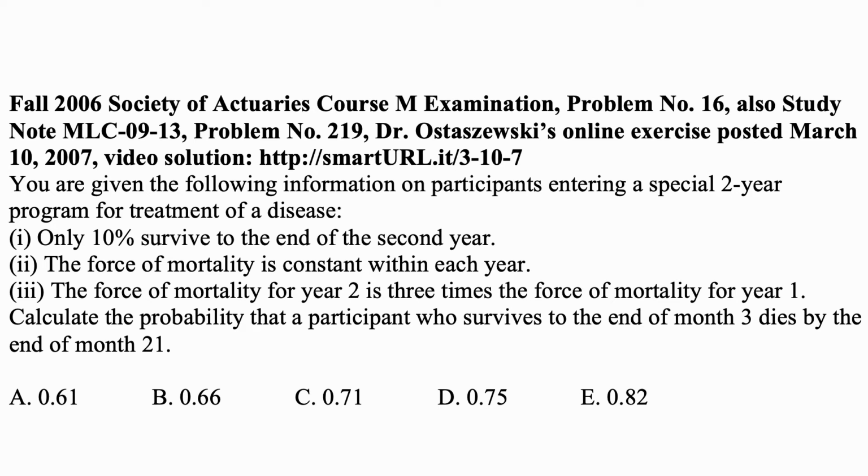Here's a problem for today for exam LTAM, long-term actuarial models. You are given the following information on participants entering a special 2-year program for treatment of a disease. Only 10% survive to the end of the second year. The force of mortality is constant within each year. The force of mortality for year 2 is 3 times the force of mortality for year 1. Calculate the probability that a participant who survives to the end of month 3 dies by the end of month 21.